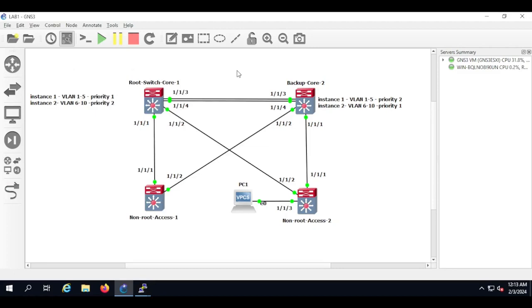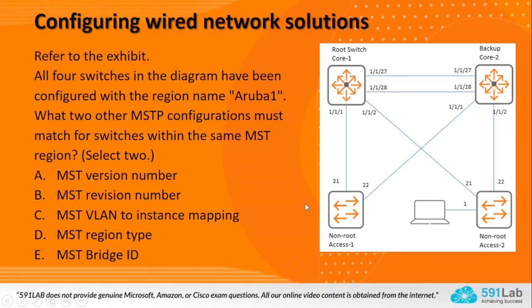So let me check the answers. MST version number: actually, I have not configured any version number. MST revision number: yes, I have configured revision as 1. So B is correct because I have configured the same revision number in all these switches. MST VLAN to instance mapping: yes, that is also correct because I have configured the same VLAN to instance mapping.